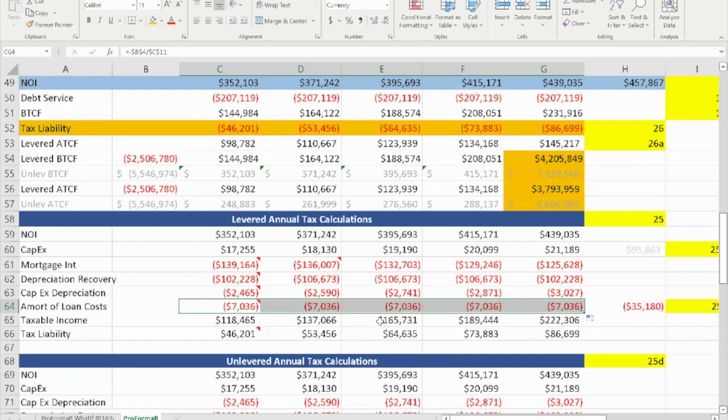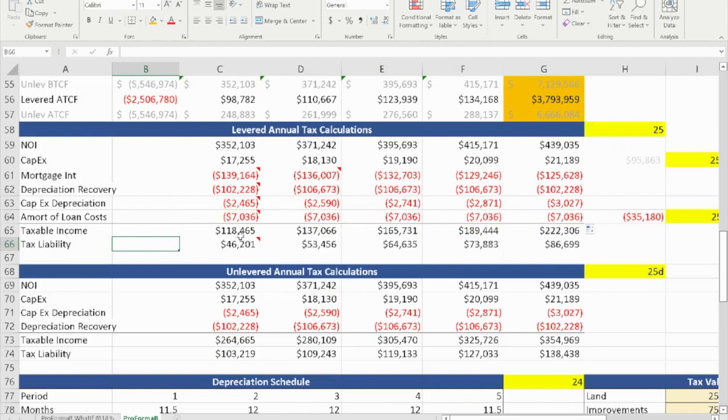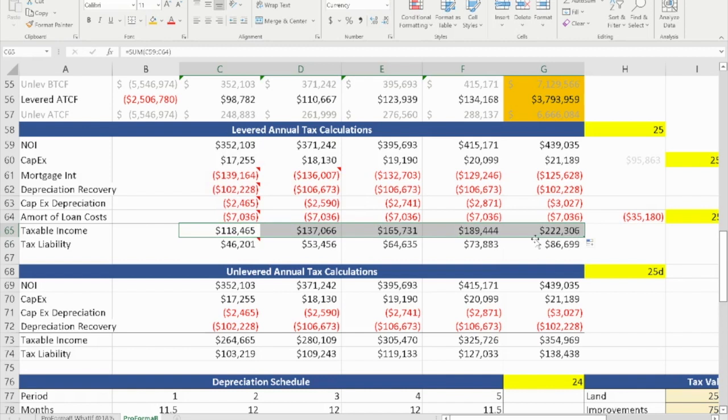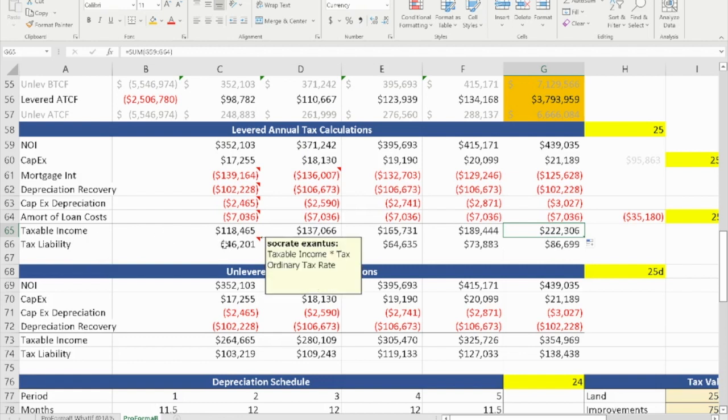Now, once you're done with that, you should be able to calculate the taxable income. The taxable income will simply be the sum of the NOI, the capex, the mortgage interest, the depreciation recovery, the capex depreciation, and the amortized loan cost. If you do that, you can drag it across and have, at the end of year 5, $222,000. Now that we've done the taxable income, we now know what we can be taxed on. If we can be taxed on $118,000, we need to now calculate the tax liability.